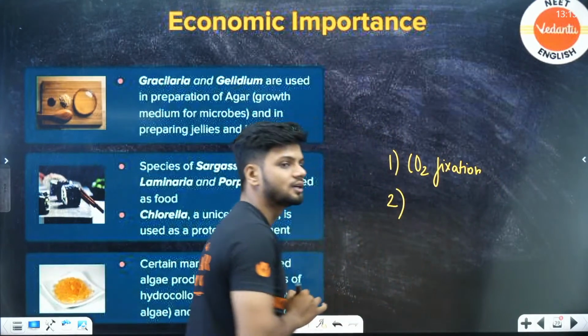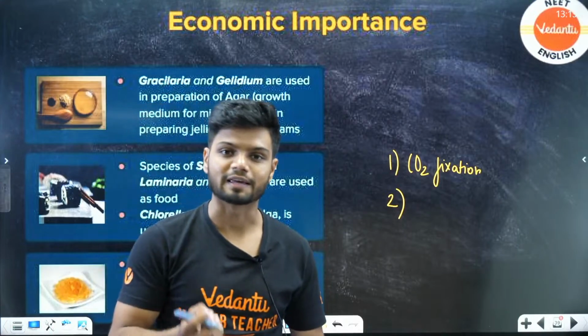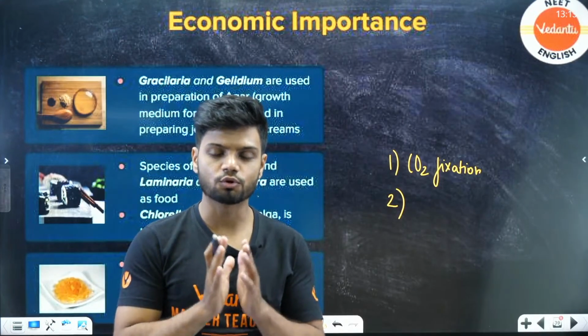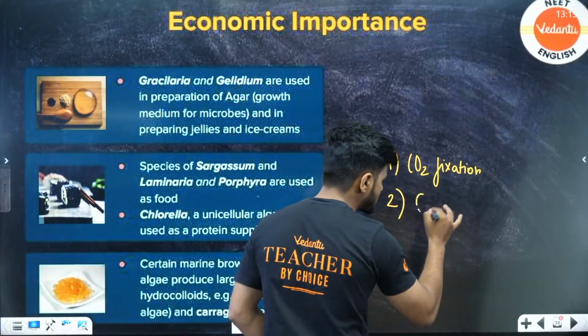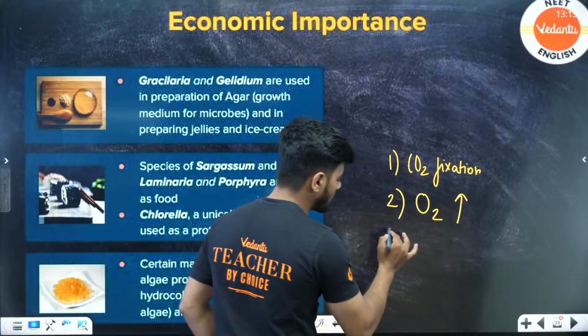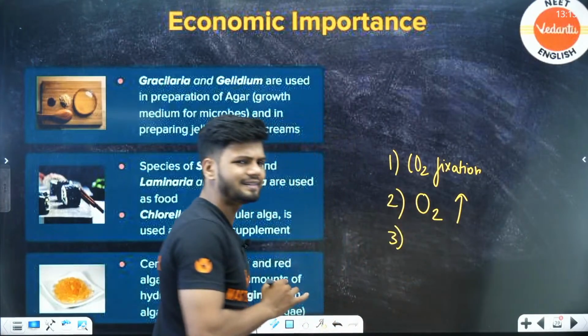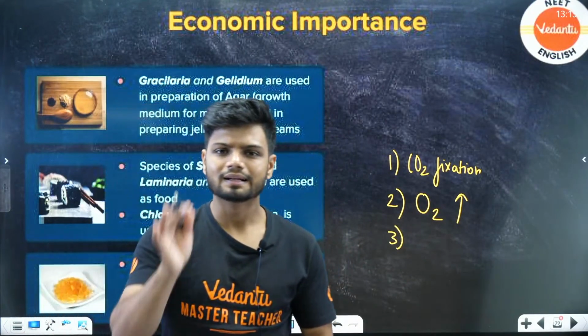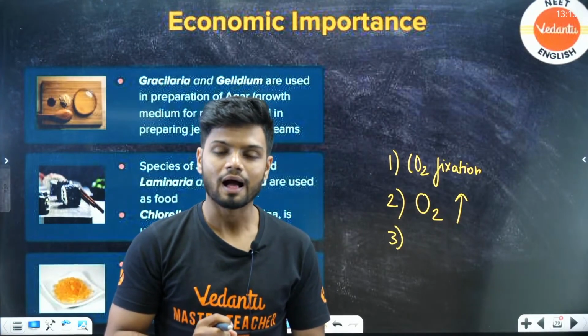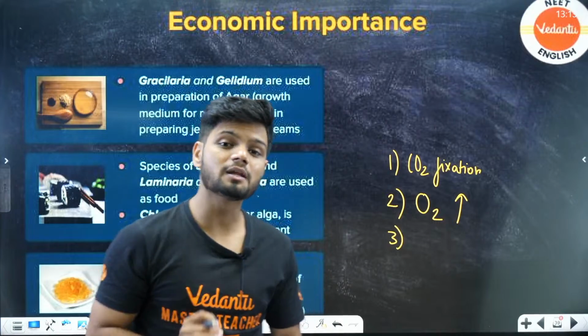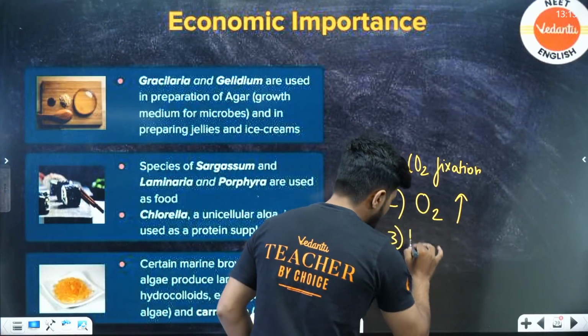Almost half of the CO2 in the atmosphere is fixed by algae. And during the process, O2 is also released. And the third one is that algae is a part of the food chain, and it is a type of primary producer in your grassland ecosystem.